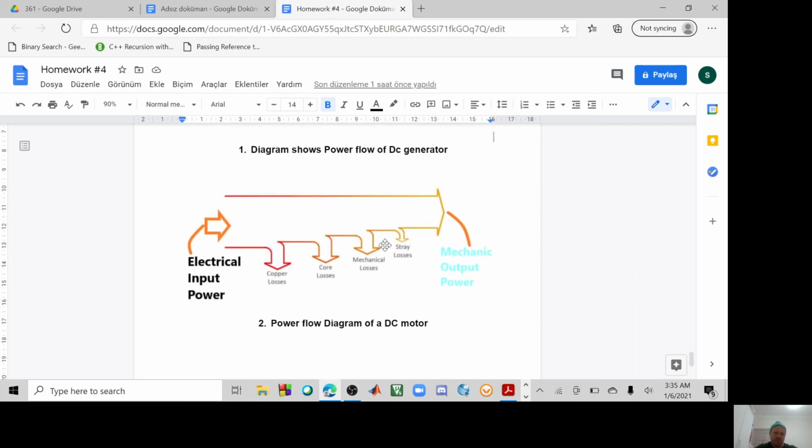Now let's come to the power flow diagram of a DC motor. Input and output are just the opposite of the upper one. As input we have electrical input power, and as output we have mechanical output power, and losses, which are copper losses, stray losses, mechanical losses, and core losses.